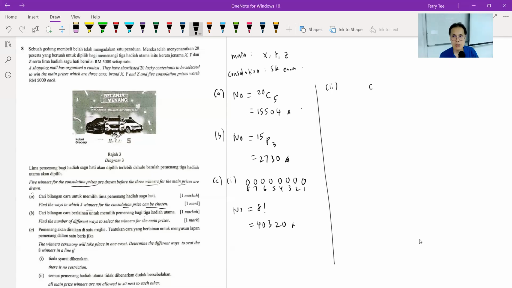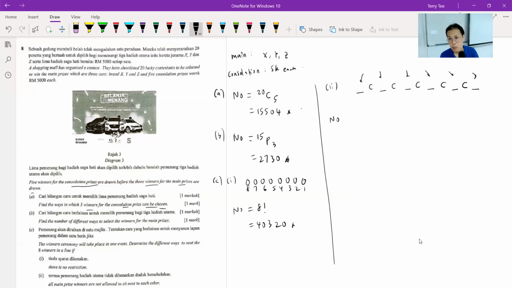We put the consolation prize winners, 5 of them, like this. Now, every time you put a consolation prize winner, there's a gap in between them, right? We put an empty seat. Then we put another one on the most left, another one on the most right. Since we have 5 consolation prize winners, now notice there are 6 empty seats created between them. Yeah, 1, 2, 3, 4, 5, 6. And we can put any of the 3 main prize winners in the 6 different seats that we have, right?